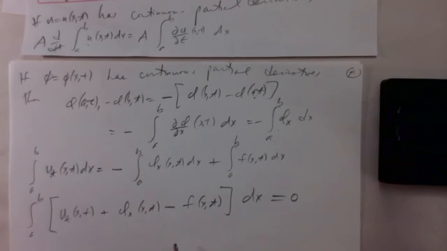Now, you understand this as follows. Suppose we have this extremely long tube. It can be even infinitely long. And we take a segment of the tube from A to B. So this integral is zero. And the integral is zero for all A and B. And so this is true for all A less than B.